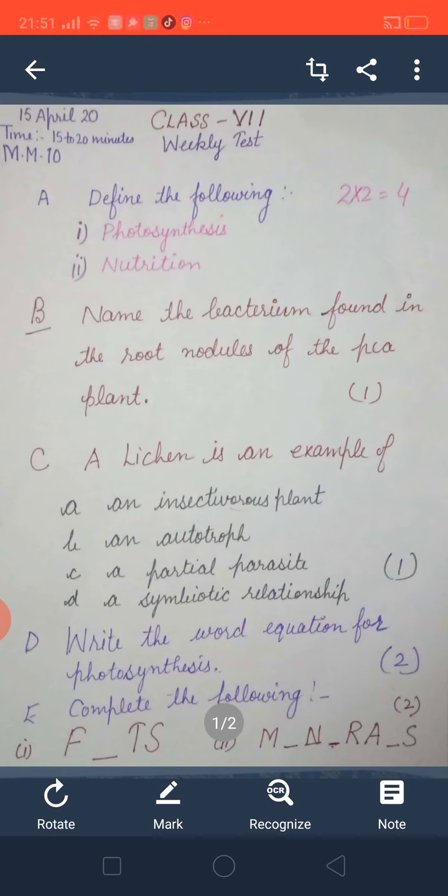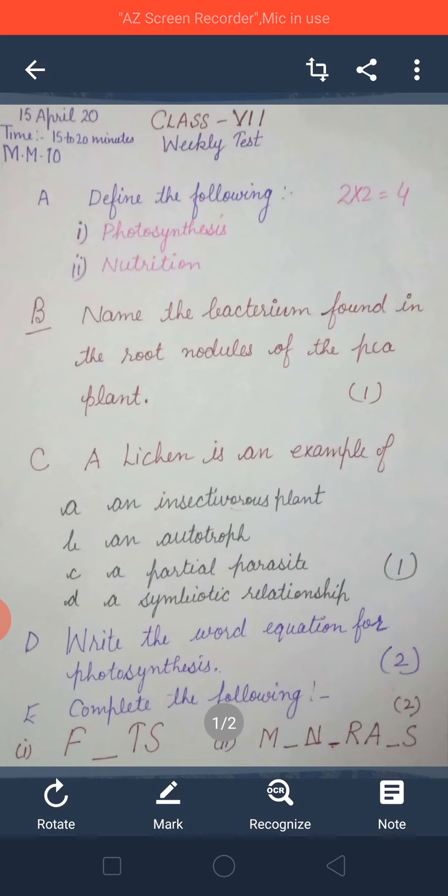Define the following. First, define photosynthesis. Students, you know that photo means light and synthesis means putting together. The process in which green plants convert water and carbon dioxide into glucose and oxygen in the presence of sunlight and chlorophyll is called photosynthesis.